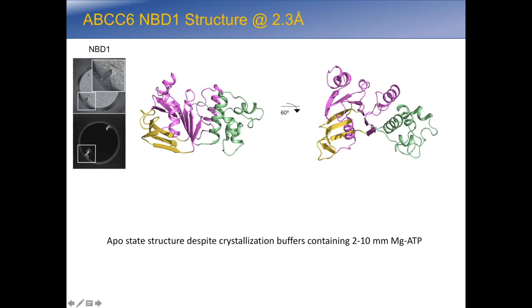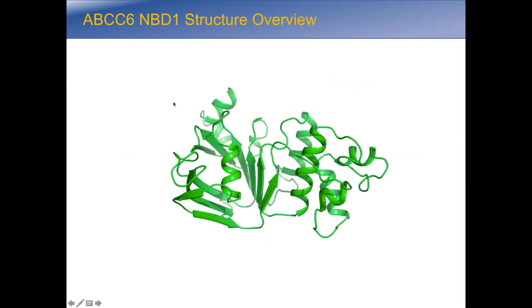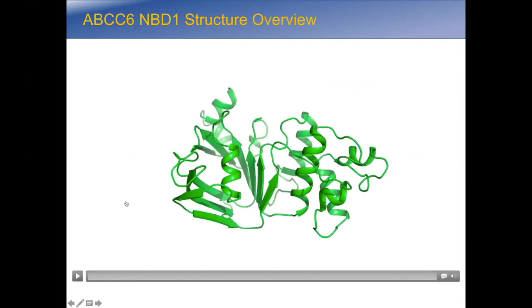We've colored it based on some structural features. I'll show you that in a movie in just a minute. But this part is one of the two halves of the protein that would bind ATP, and ATP will be bound in about this position of the protein that I'm showing with the cursor here. And that would induce the dimerization with NBD2, which I'll show you in a moment. So we can take a look. There's a couple of movies here just to explain some of the features. So I'll turn this one on.